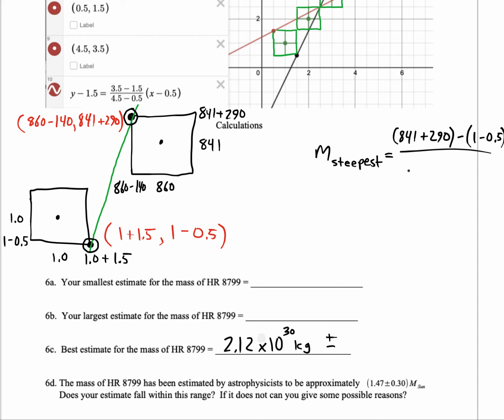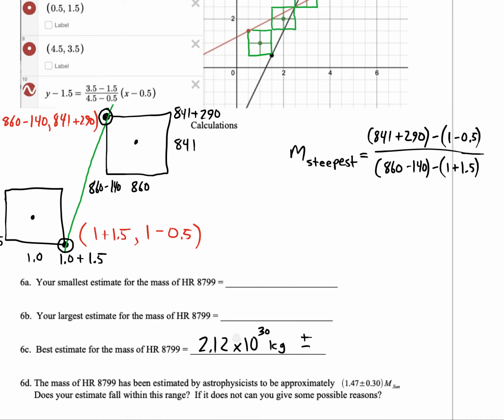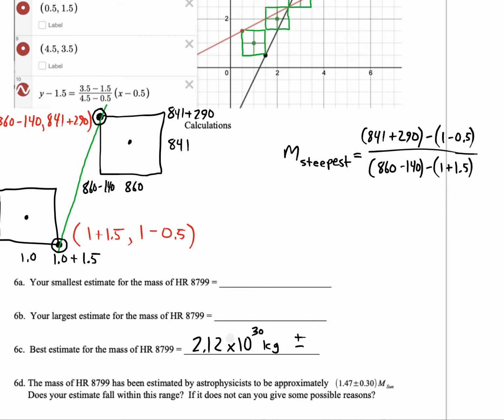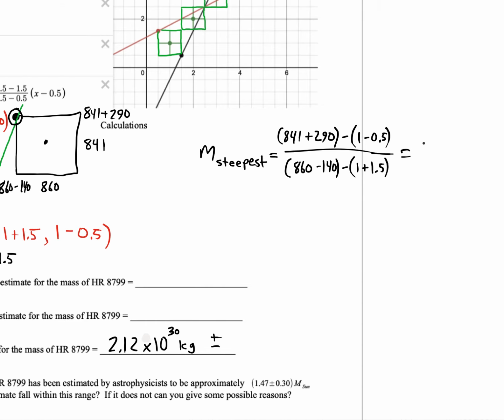Then we'll do over the x, which is 860 minus 140, minus 1 plus 1.5. Yeah, that'll do it there. Okay. Let's see what that gives me. I think I'm getting 1.58 for that.